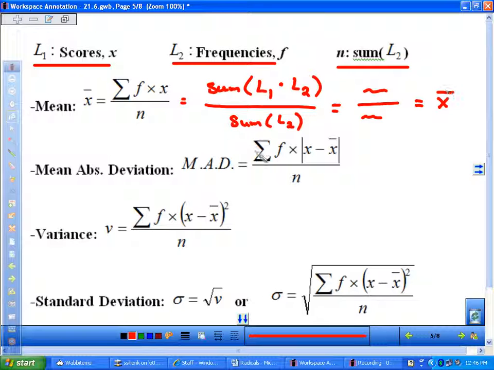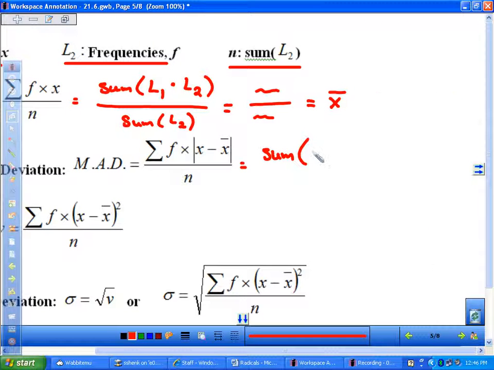Okay. The mean absolute deviation, again, sigma in the calculator is what? Sum parentheses. Now how did we get this absolute value? Absolute value, which gives us another parentheses. What do we put inside the absolute value parentheses? L1 minus the average. Close it. What's that? Not yet. We still have to take these deviations and multiply it by L2. Now close the sum.